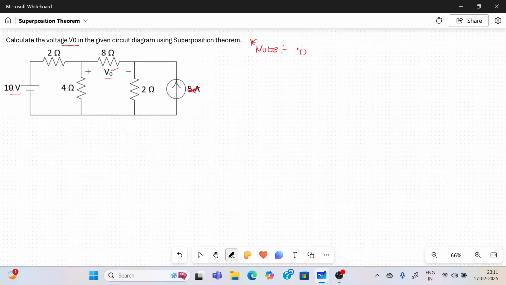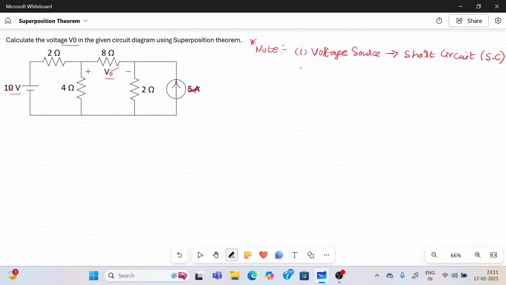First one, voltage source. How to remove the voltage source? When your voltage source becomes zero, it is a short circuit. When you short circuit the terminal, your voltage will be zero. So if you want to remove the voltage source, the terminals of your voltage source should be shorted.